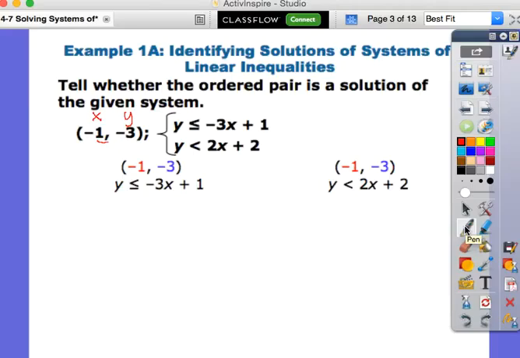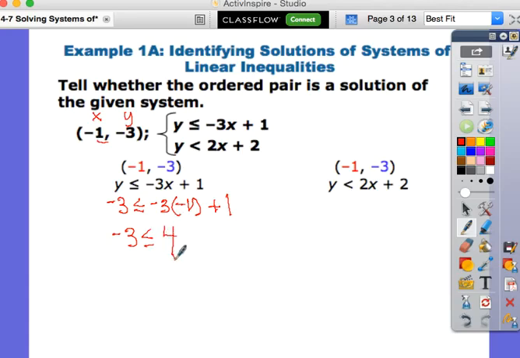So we're going to try the negative 1, negative 3 in the first inequality. Under your y, you're going to substitute in negative 3. Bring down your less than or equal to sign. Negative 3 times, in place of x, we're going to put the negative 1. And then we have plus 1. So we bring down negative 3, bring down our less than or equal to sign. Negative 3 times negative 1 is a positive 3. And 3 plus 1 is 4.